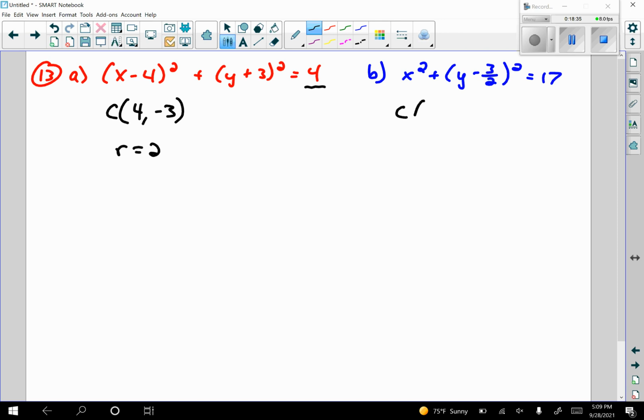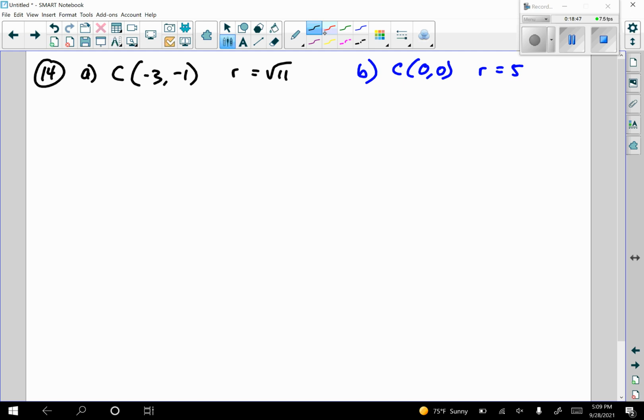Over here, our center, now there's no value here, so that means our h is 0, and we would have 3/2 for our k, and then r is just the square root of 17. Now 14 just asked us in reverse to write the equation of the circle in standard form given the center and radius.